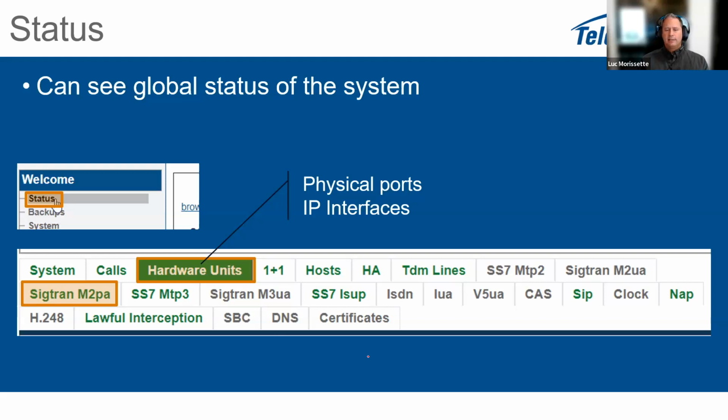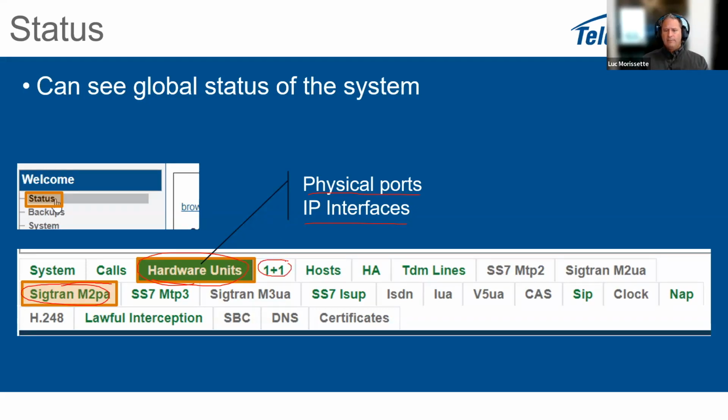Once it has connected, then you can go here in the status and look at the global status of the system. The main one you will look at, of course, is the M2PA here. So if the M2PA is green, it means it has successfully connected to the remote side and is ready to be used. If this one is not green, then you could look here at the hardware unit section where you can see if the physical ports are connected and up, and if the IP interfaces also are connected and up. Right? So you'll be able to troubleshoot here at which level the M2PA setting is not working.